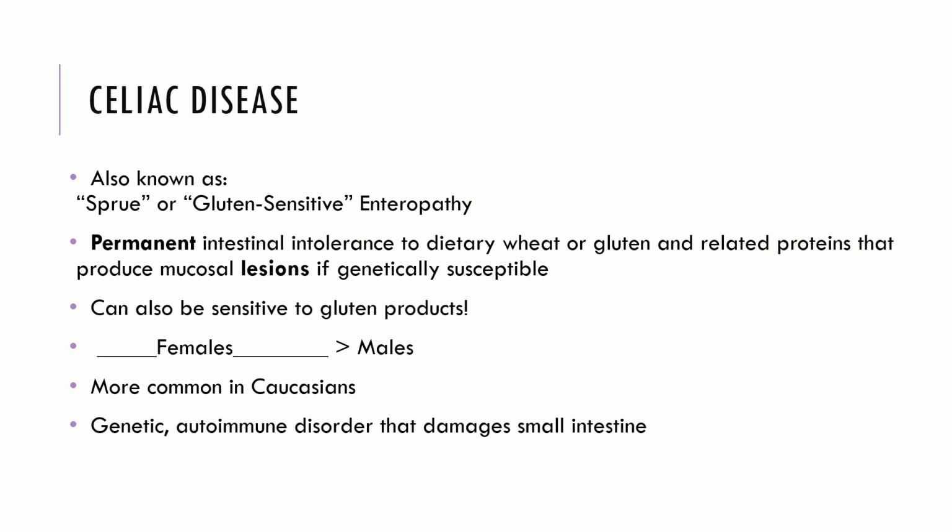Alrighty, so beginning with celiac disease, also known as sprue or gluten-sensitive enteropathy. So this is where we have a permanent intestinal intolerance to dietary wheat or gluten that are related to proteins that produce mucosal lesions within the GI system. So we also can be sensitive to gluten products. Females are going to be more commonly celiac disease patients over males, more common in Caucasians, and then also does have a genetic autoimmune disorder that damages the small intestine.